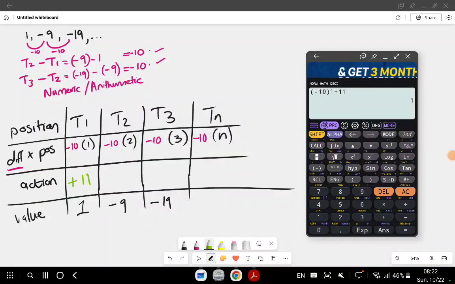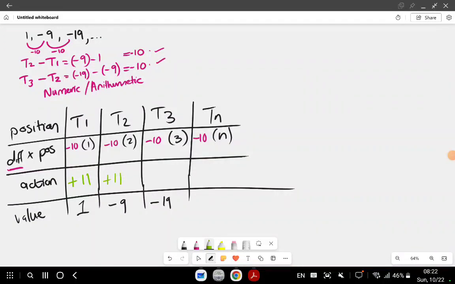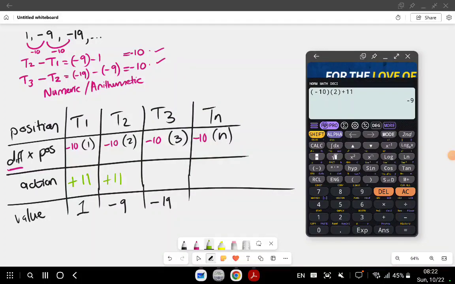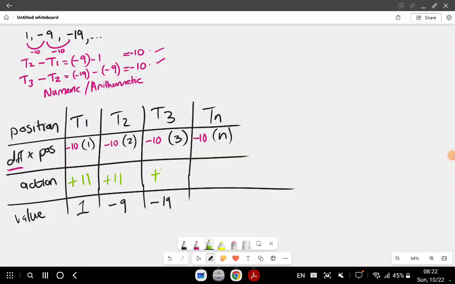Let's do the same thing here. I'm going to change that 1 to a 2. Plus 11 gets me to -9. Is that correct? Yes, I want -9. Let's change that 2 to a 3. -19, that's correct. So it's plus 11, plus 11. Wonderful. So this means that my term n is going to be -10n plus 11. And that is my answer.